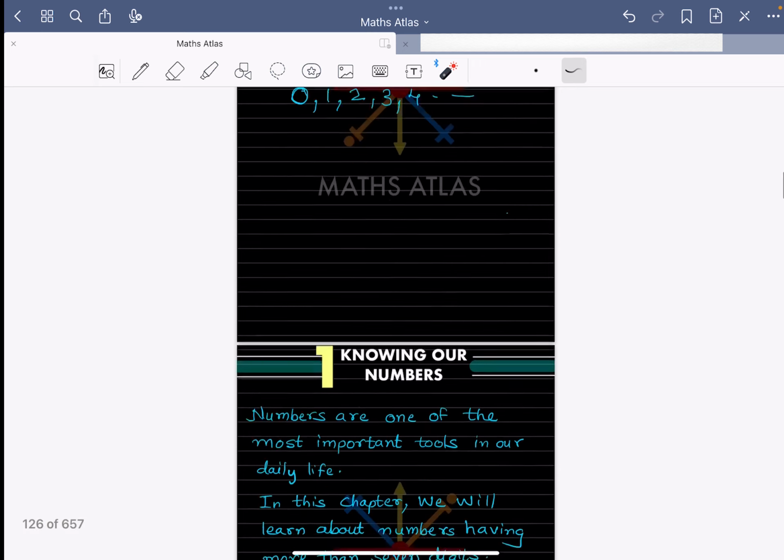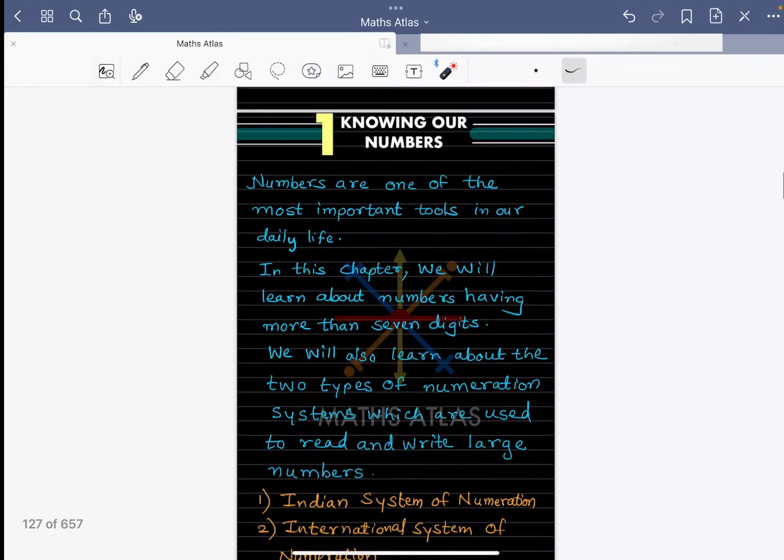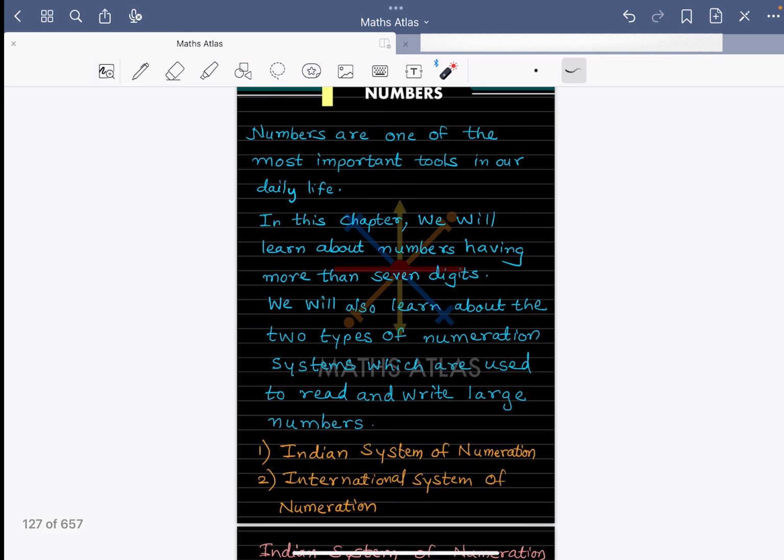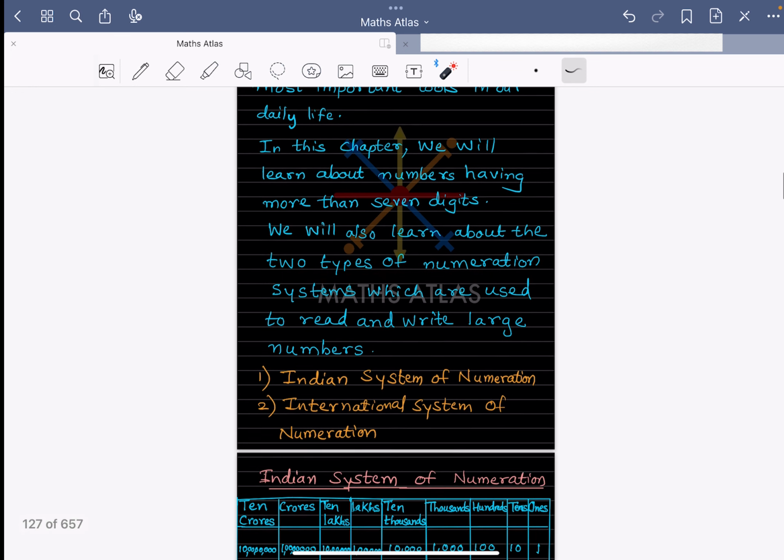Now let us start with the chapter. In this chapter, we are going to learn about numbers having more than 7 digits. We'll also learn about the two types of numeration systems which are used to read and write large numbers: first the Indian system of numeration, and second the international system of numeration.